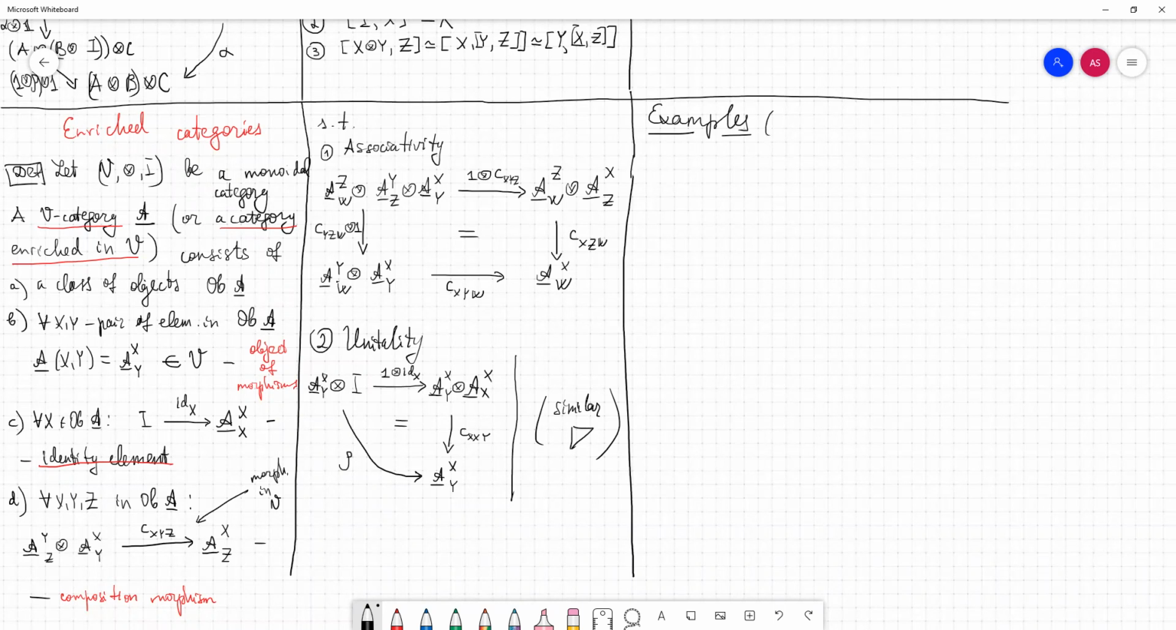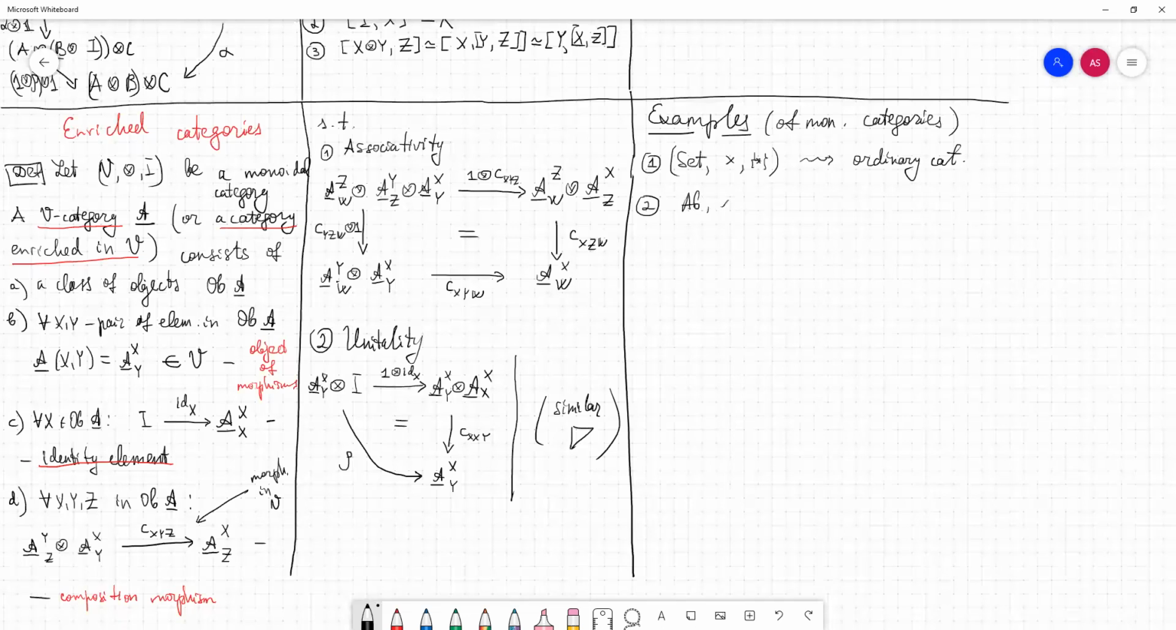So examples of monoidal categories. First, if we take sets with Cartesian product and a singleton as a unit element, this gives us ordinary categories. Again, if you are not very comfortable with all the enriched stuff, you can always imagine that you are working with ordinary categories. And I am writing in a very fancy way a well-known notion.